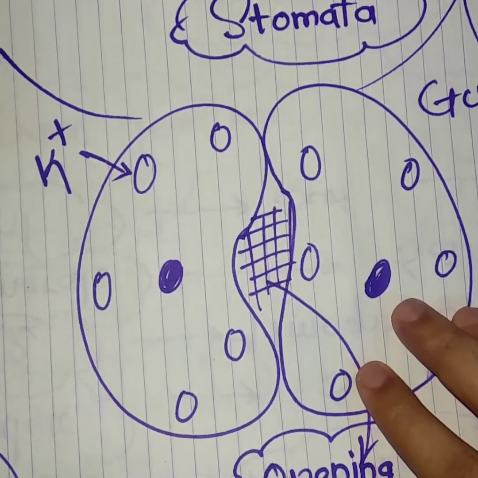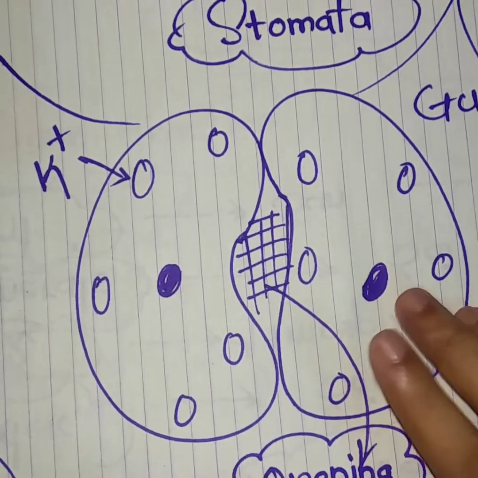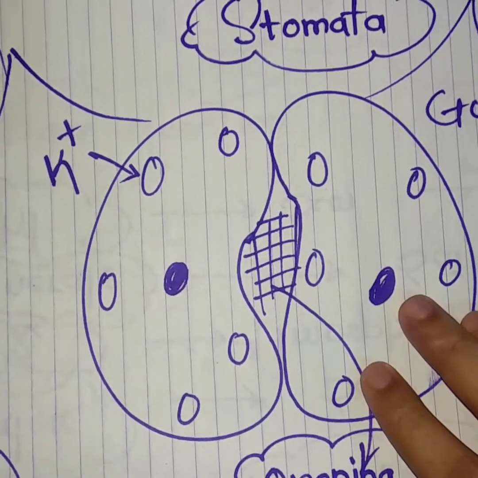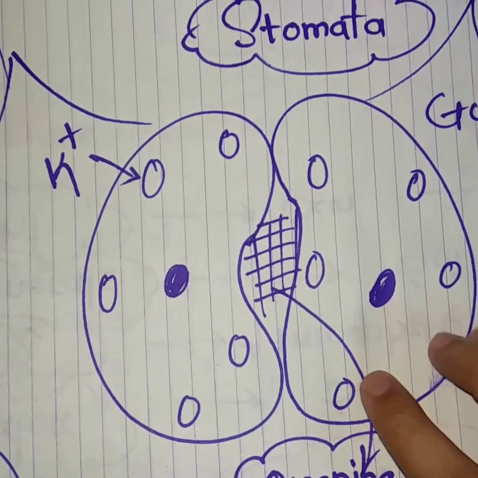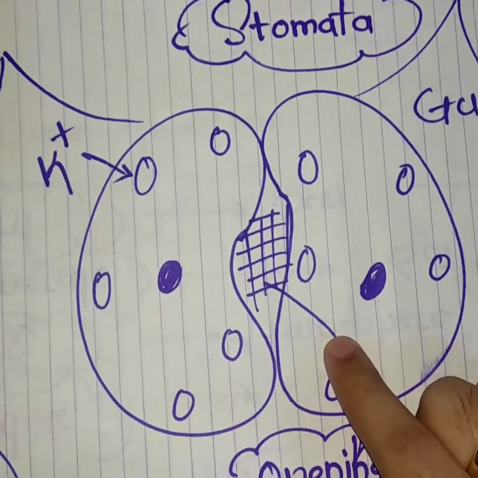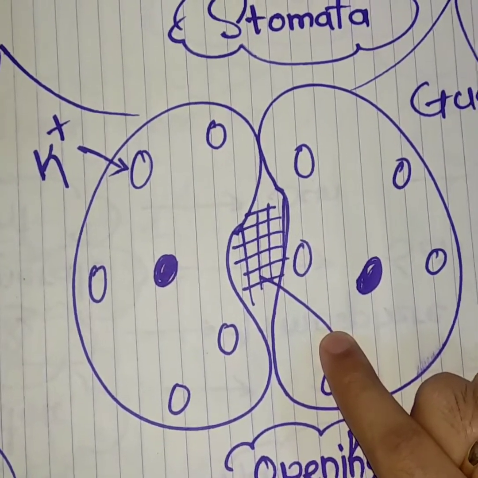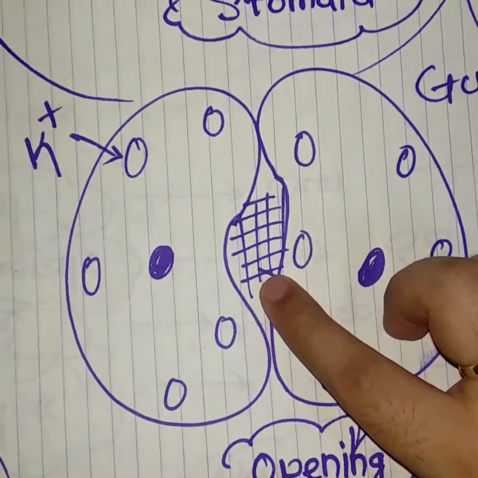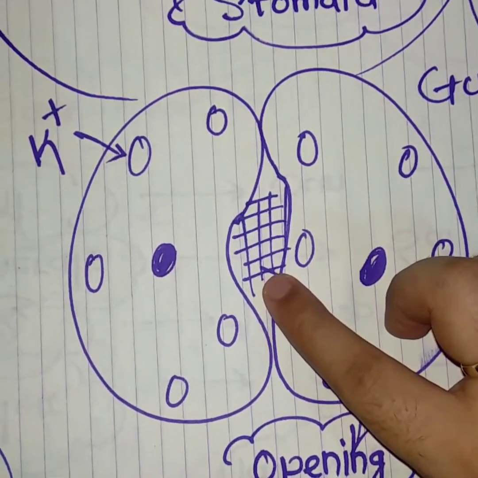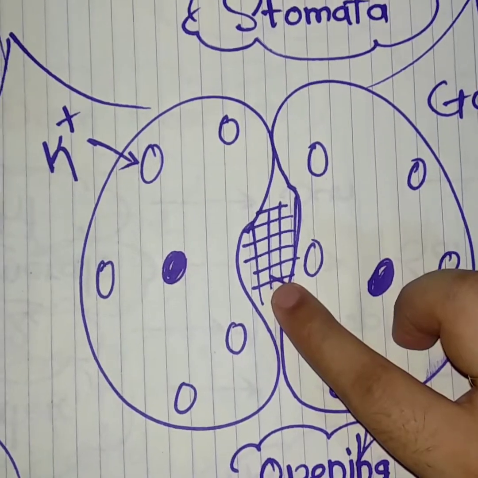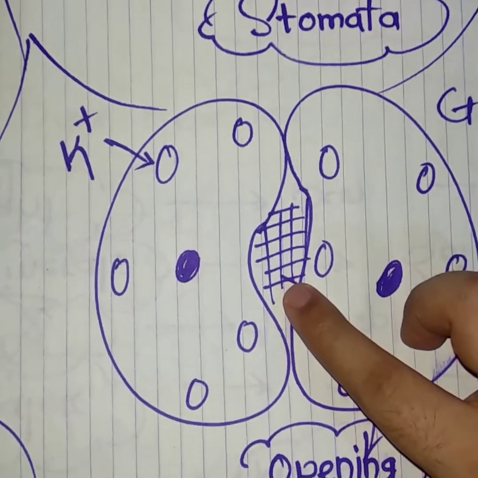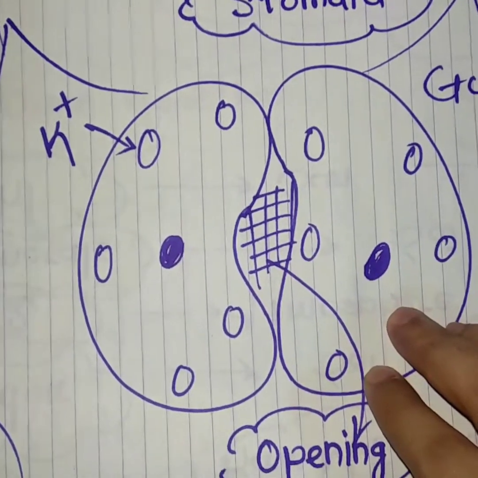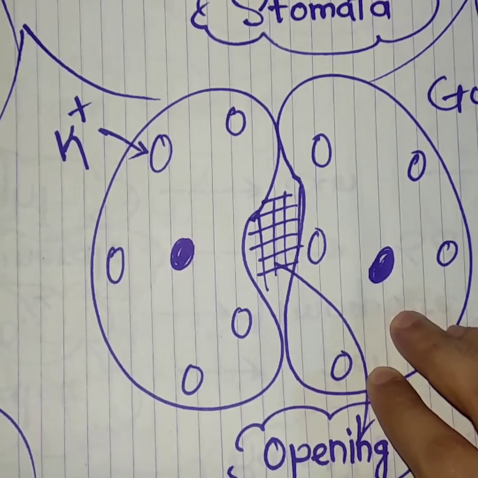That water reaches these guard cells, and when the water pressure rises, these guard cells swell up. Due to that swelling, a small, tiny, very minute pore is opened. That is called stomata.